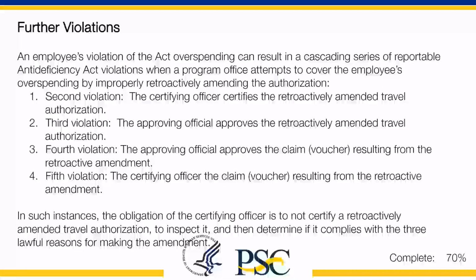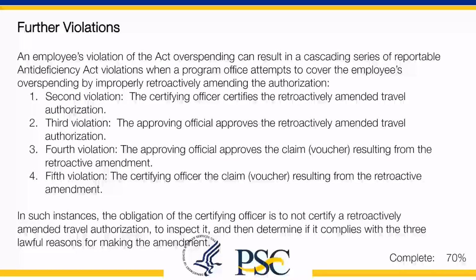An employee's violation of the Act by overspending can result in a cascading series of reportable Antideficiency Act violations when a program office attempts to cover the employee's overspending by improperly retroactively amending the authorization. Second violation, the certifying officer certifies the retroactively amended travel authorization. Third violation, the approving official approves the retroactively amended travel authorization. Fourth violation, the approving official approves the claim, voucher, resulting from the retroactive amendment. Fifth violation, the certifying officer certifies the claim, voucher, resulting from the retroactive amendment.